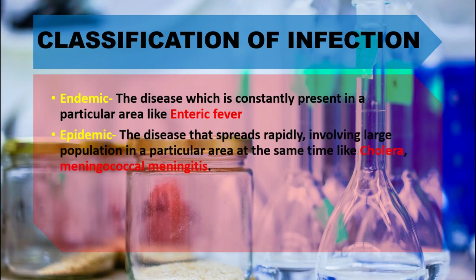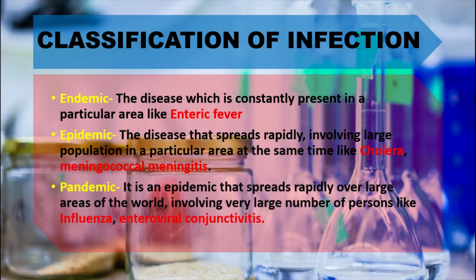While the epidemic occurs in a particular area. So the disease that spreads rapidly involving a large population in a particular area at the same time, like cholera or meningococcal meningitis, is referred to as an epidemic infection. Epidemic means in a particular area a large population is involved. That is referred to as the epidemic infection.